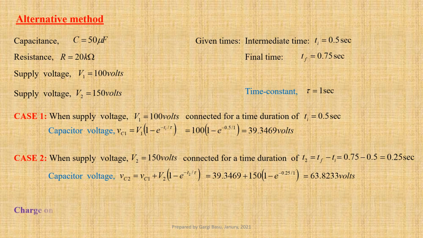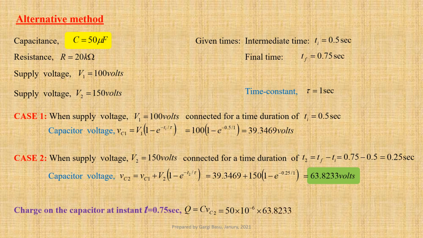Charge on the capacitor at time instant t equals 0.75 second, Q equals C Vc2, that is equal to 50 into 10 to the power minus 6 into 63.8233. That gives us 3191.15 into 10 to the power minus 6 coulomb.